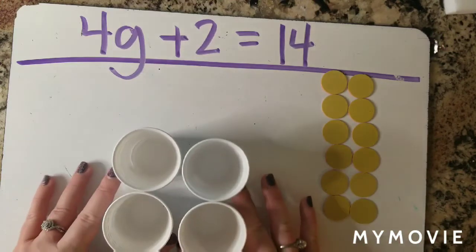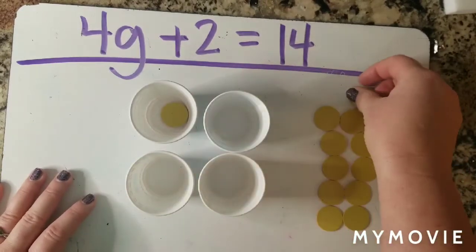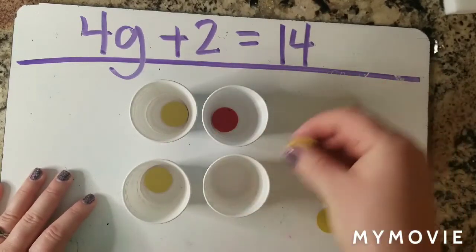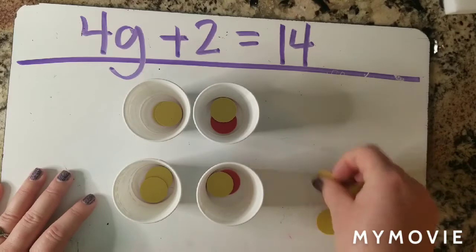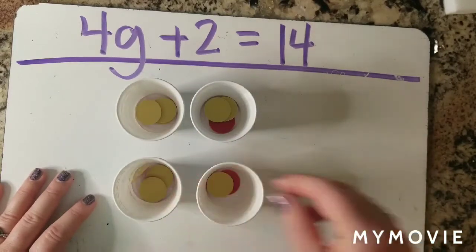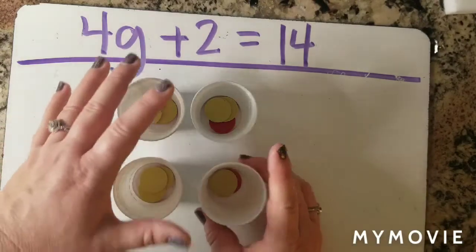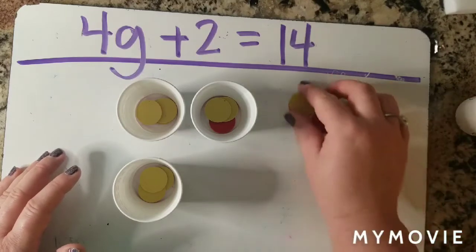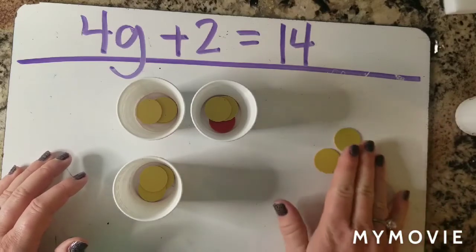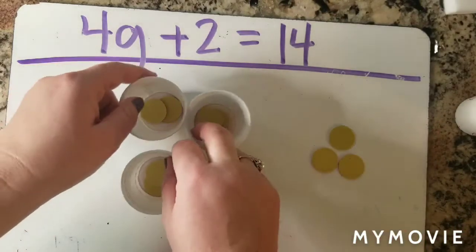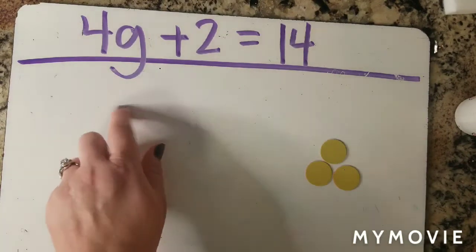Now we are left with 4G is equal to 2, 4, 6, 8, 10, 12. So now we have to divide these 12 into these 4 cups one at a time. 1, 2, 3, 4, 5, 6, 7, 8, 9, 10, 11, 12. And remember, we want to know how much 1G is. So 1G is positive 3. We need to make a note of what color it is when you put it in, in case they flip over.